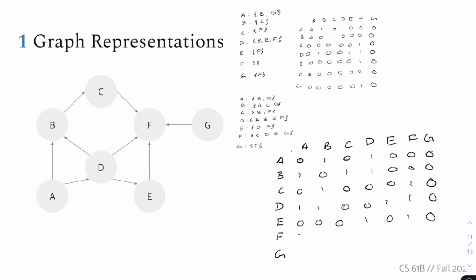F has paths to C, D, E, and G. And then lastly, G just has a path to F. And as you can see, if you cut this down the middle, it is a mirror of itself because it is a symmetric matrix.